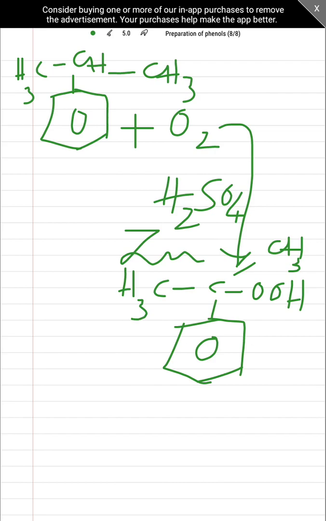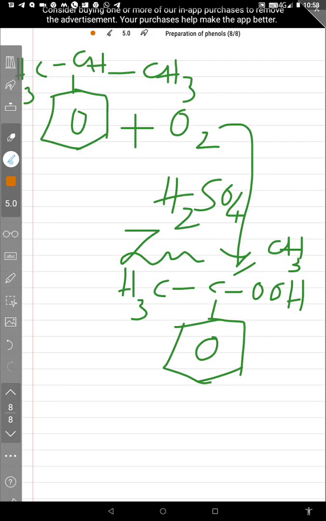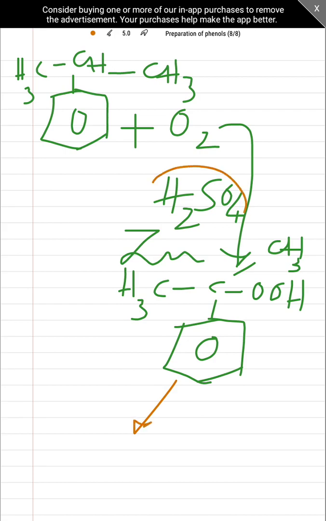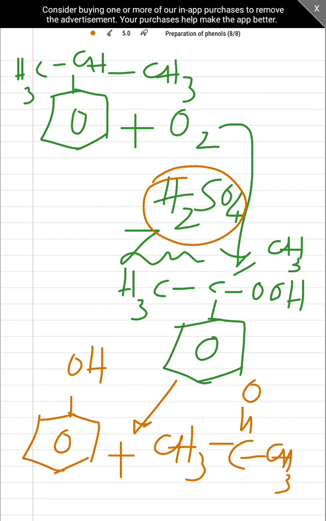And this cumene hydroperoxide on further hydrolysis with sulfuric acid is converted into phenol. But remember one thing, phenol is the major product, but the minor product is acetone. The minor product in the cumene process is very important, because many times they have asked questions related to the minor product along with the major product.